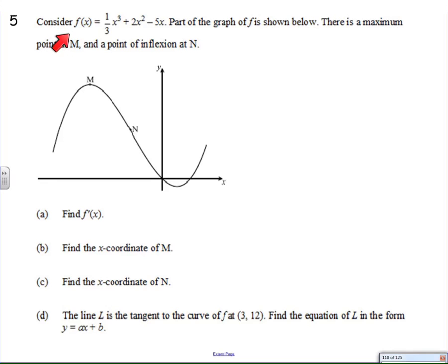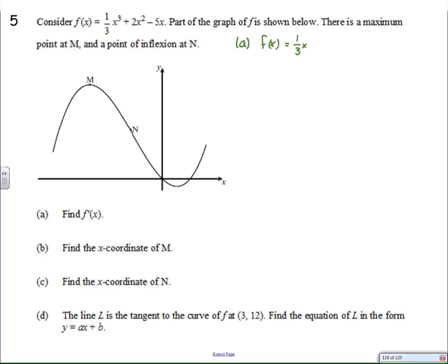In exercise number 5, we're given the graph of a cubic polynomial. They give us the equation, and then they tell us that m is a stationary point and n is a point of inflection. So our tasks: find the derivative, find the x-coordinate of the maximum over there, find the x-coordinate of the point of inflection, and then finally find the equation of a line tangent to the curve at (3, 12). So this is kind of unrelated, part D, but the first three are talking about inflections and stationaries.